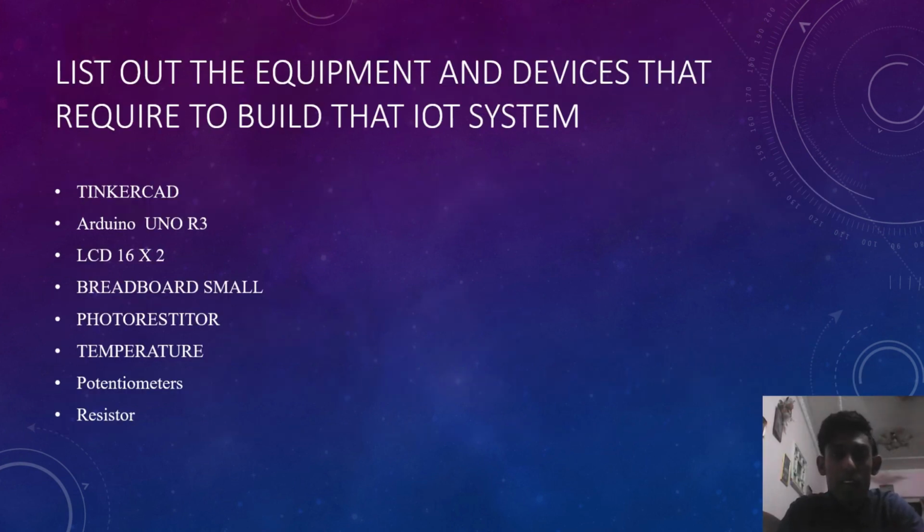List out the equipment and devices required to build the IoT system. First is TCAD, second is Arduino Uno R3, LCD 16x2, small breadboard, photoresistor, temperature sensor, potentiometers, and resistor.